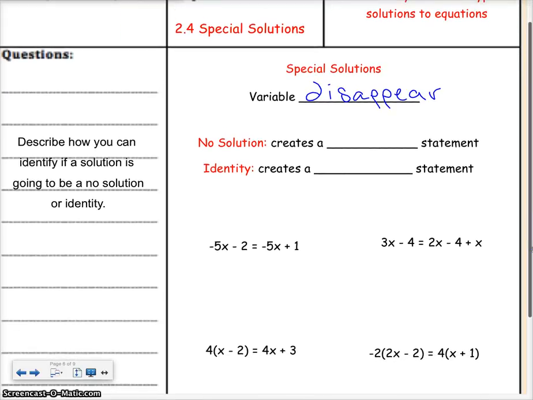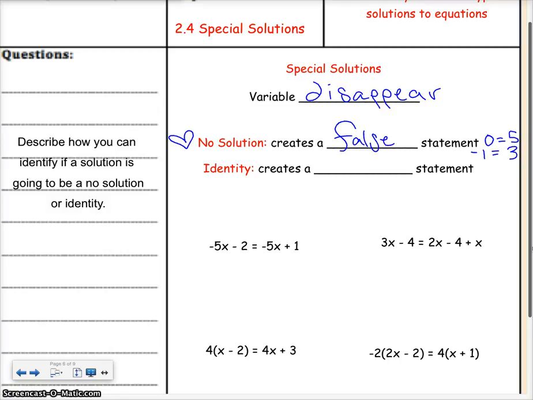And if the variable disappears, one of two things is going to happen. You're either going to get a no solution. That's going to create a false statement. For example, you might get something like this, 0 equals 5. Because the variable disappears, you no longer get an x. Or you might get something like -1 equals 3. Something that's not true.